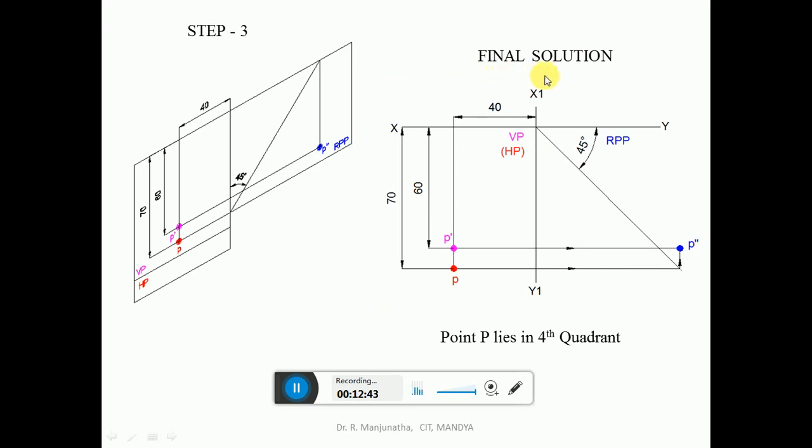Since the point P is below HP and in front of VP, therefore point capital P lies in the fourth quadrant. So this will be the final solution.